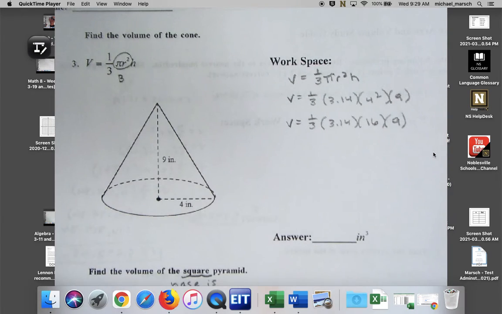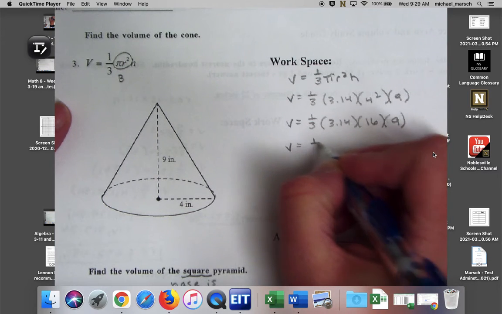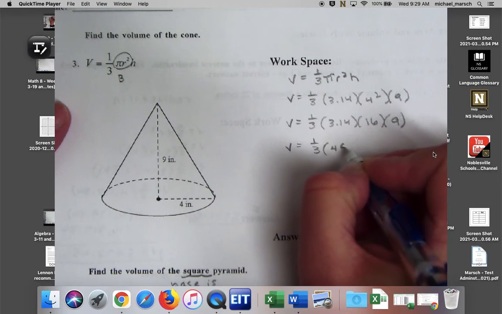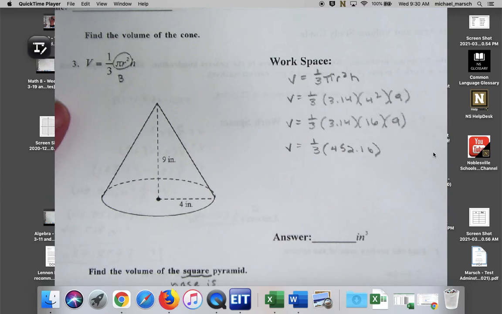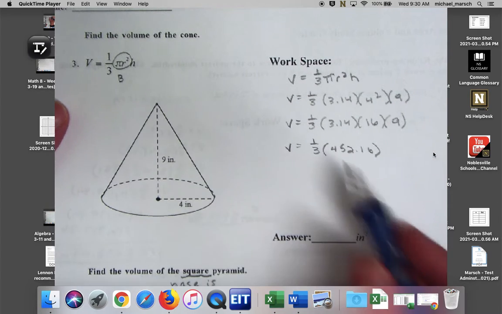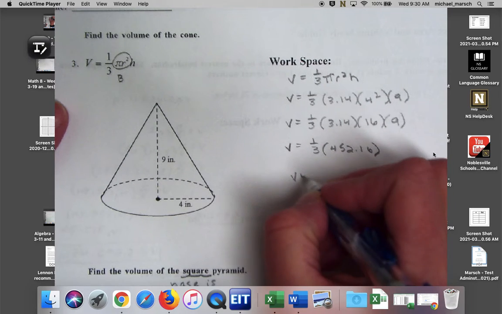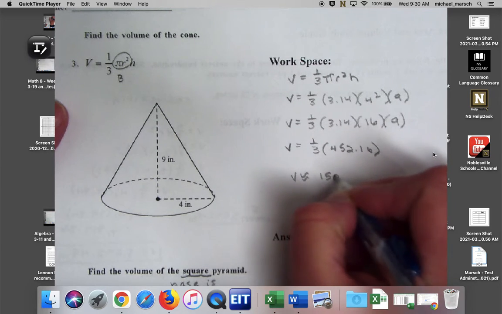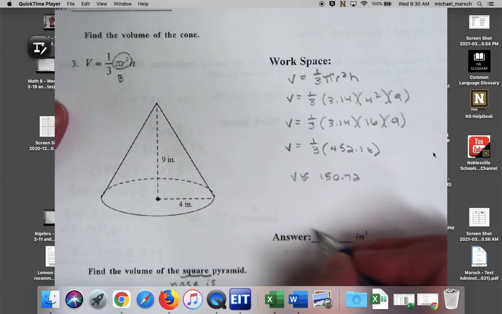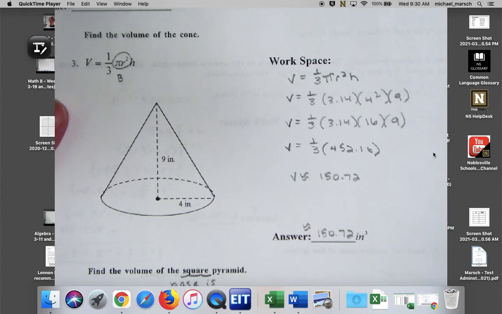So I'm going to do all the stuff except the 1/3. So 3.14 times 16 times 9. I get volume equals 1/3 of 452.16. So remember, to take 1/3, we divide by 3. So I took that number, divided by 3. Volume is about 150.72. So I would write about 150.72 inches cubed. There's my decimal.